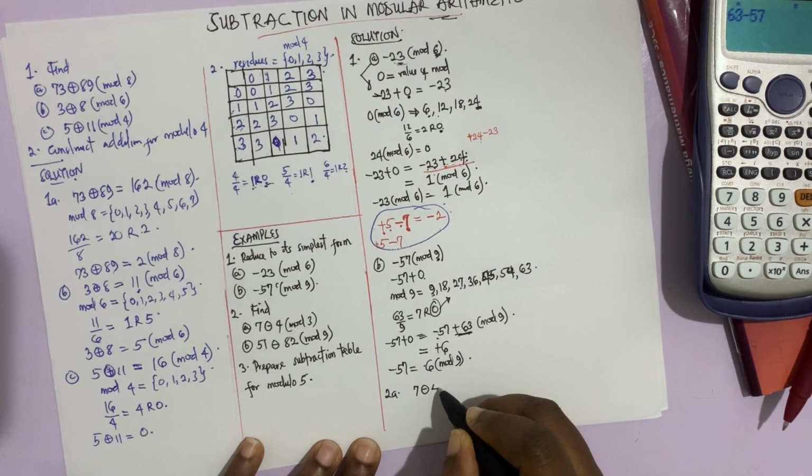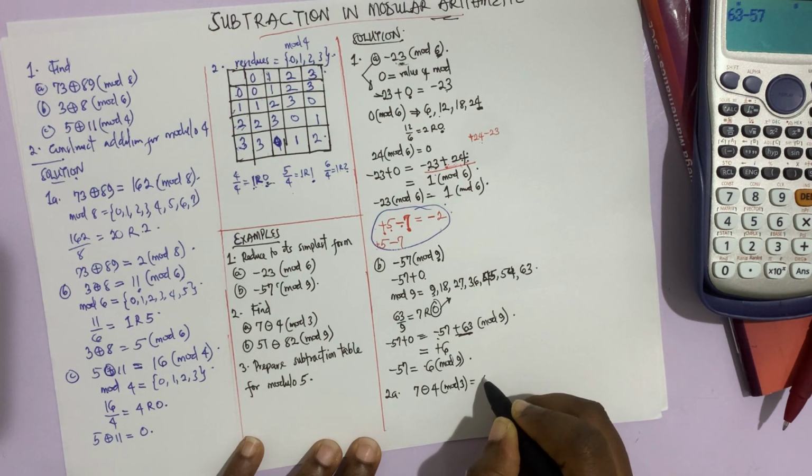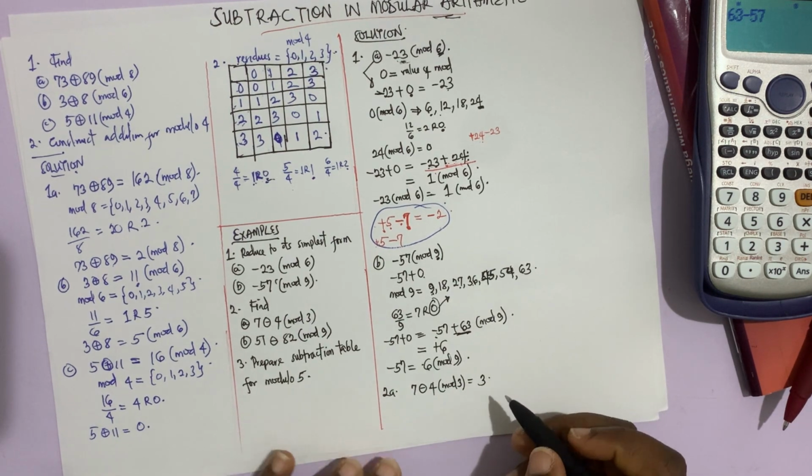7 minus 4 in mod 3. 7 minus 4 will give us 3. 3 is not a valid mod 3.